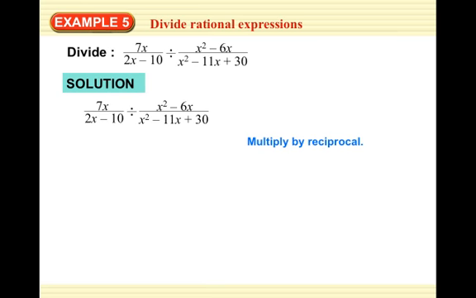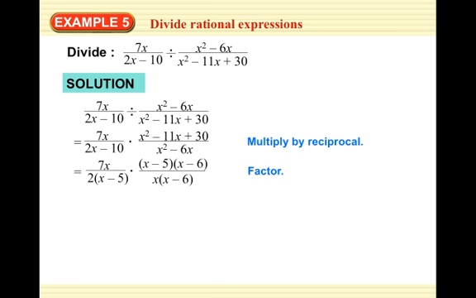So after you recopy the problem, you're going to flip the second one and multiply. We're going to multiply by the reciprocal. So we've got 7x over 2x minus 10 times x squared minus 11x plus 30 over x squared minus 6x. So now we factor. You flip, factor, and cancel now.